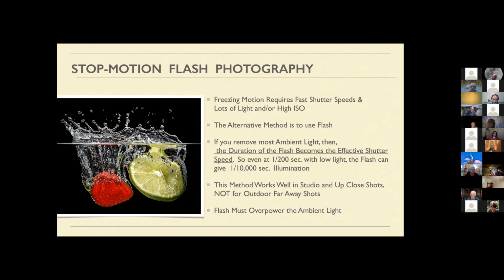This method works very well in studios and in up-close lighting. It doesn't work well for far away or outdoor shots, because the key thing is that the flash must overpower the ambient light. So for stop motion photography, you must have lots of light and you must have a quick flash. And that's the so-called trick to that photography.